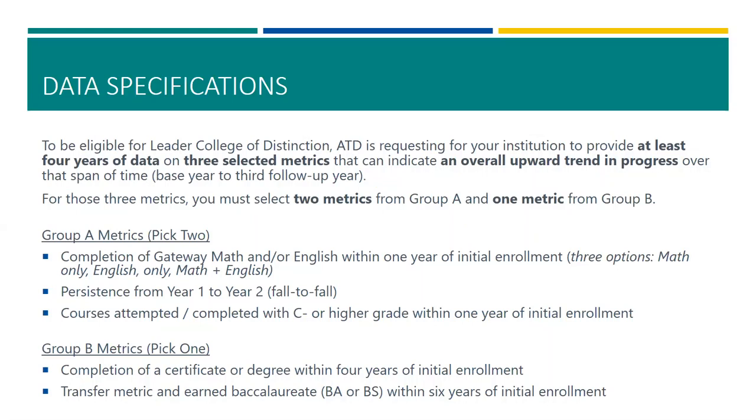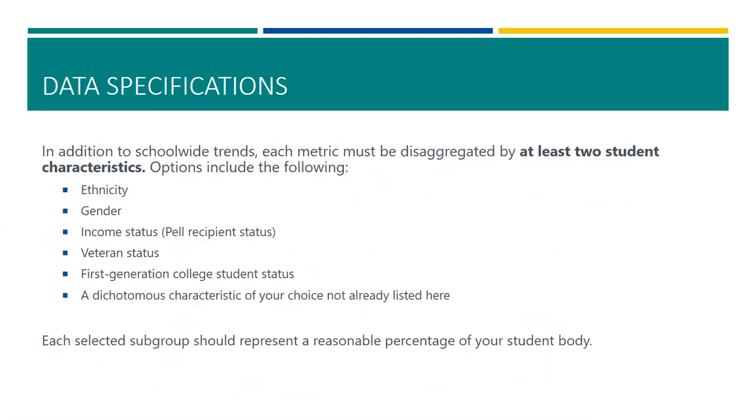Group B, you would pick one of these 2 options. One is completion of a certificate or degree within 4 years of initial enrollment, or a transfer metric, earning a baccalaureate, BA or BS, within 6 years of initial enrollment. In addition to these school-wide trends, each metric must be disaggregated by at least 2 student characteristics.